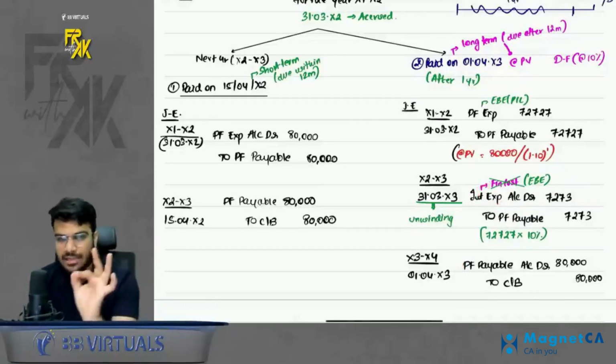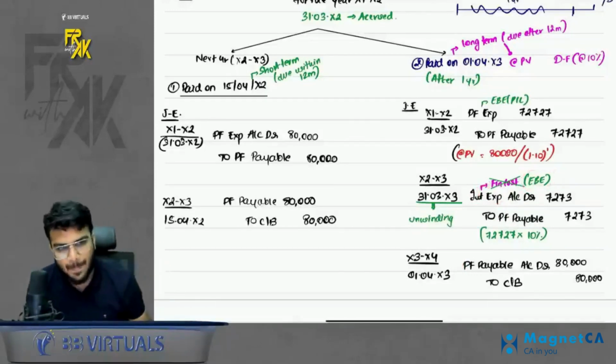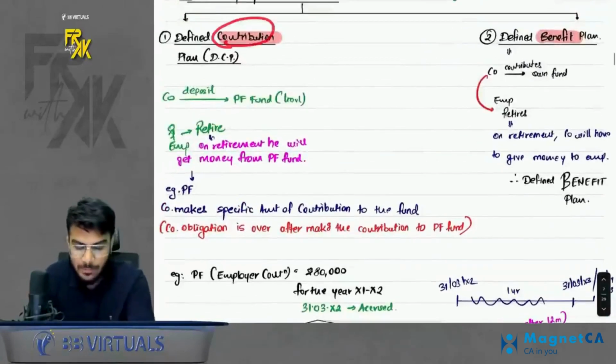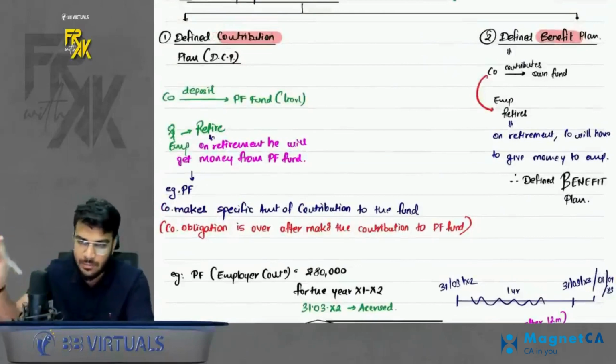This is the only interest which will be transferred to employee benefit expense. Okay, so do remember this concept as well. So this was the defined contribution plan. The obligation is over as soon as the contribution is done.